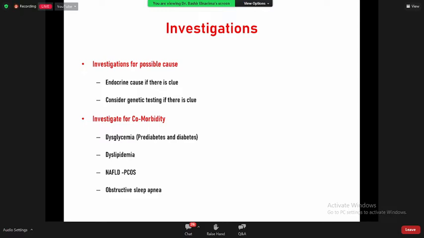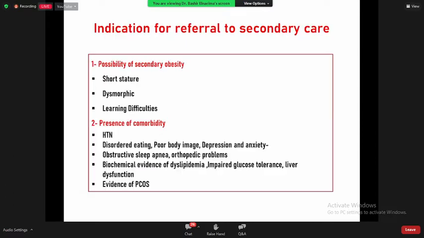Certain groups of children, especially those who are less than 5 years, having obesity that started very early, very rapid and unremitting, with special food-seeking behavior, then for this group of children you can think of genetic testing to exclude monogenic obesity. Investigation for comorbidity: it is very important to investigate for dysglycemia, pre-diabetes and diabetes, dyslipidemia, non-alcoholic fatty liver disease, polycystic ovary syndrome, and don't forget to investigate for obstructive sleep apnea if there is a history suggestive of that. So this is the investigation you need to do.